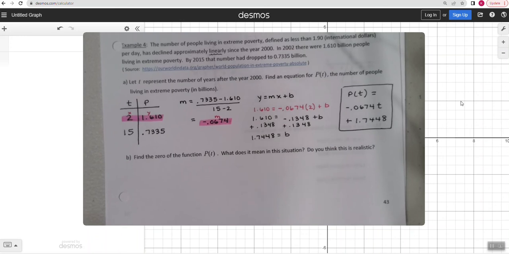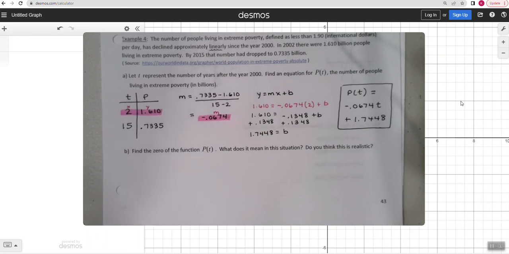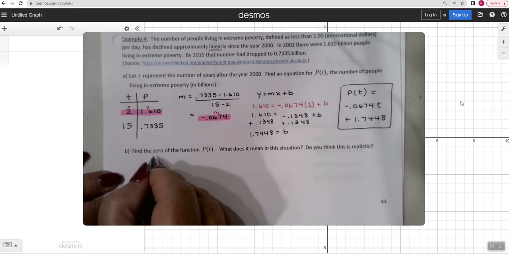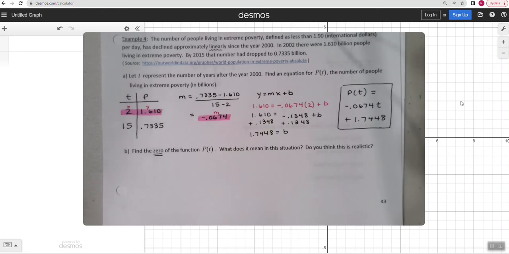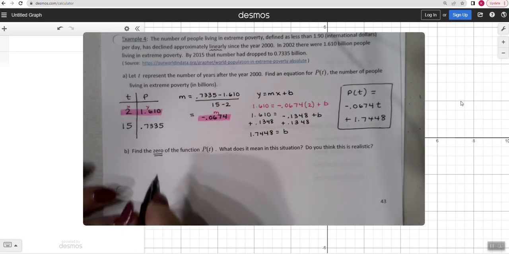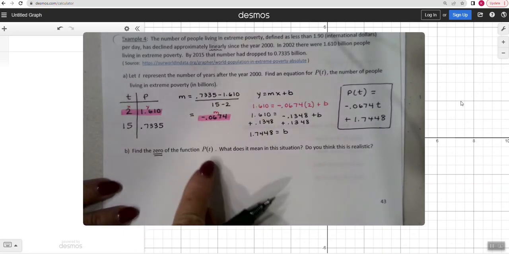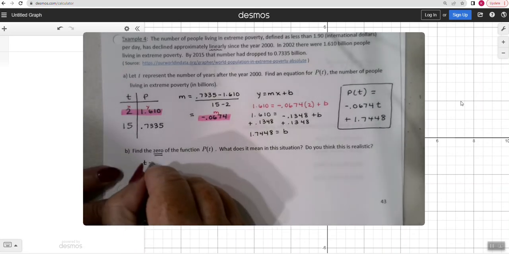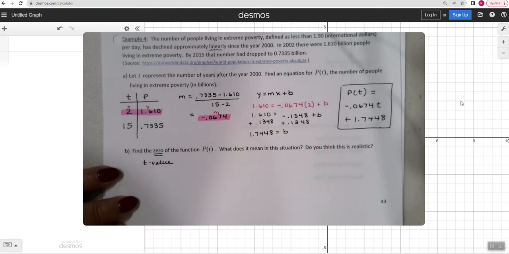All right, part B of this question asks us to find the zero of the function p of t and explain what it means in the situation. Answer the question, do you think that's realistic? We talked just a little bit about the zero in the previous video. The zero is the value of the input, so the t value, that makes the function zero.